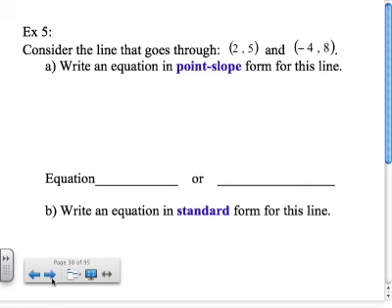I'm going to let you guys work through example 5 on your own. It's identical to what we just did, so I'm not going to work through it again. You go ahead and work on that. If there are issues, bring them to class and we'll go over that.